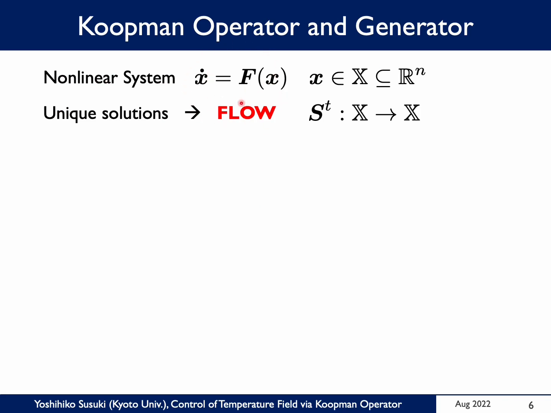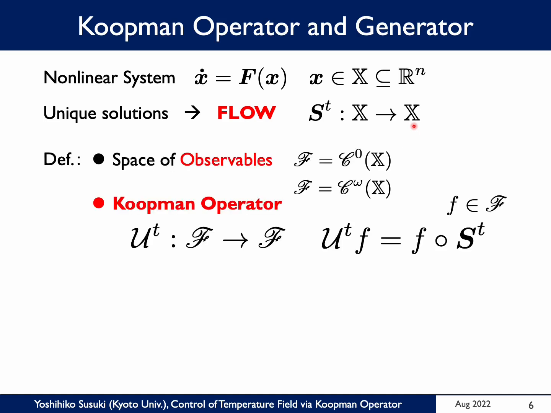x dot is equal to F of x. Small x is a state, x dot is a time derivative of state x, and capital F is a nonlinear vector field. From unique solution of this ODE, it is possible to define the so-called flow as a nonlinear map from the state space X to itself. Then we can define the Koopman operator.